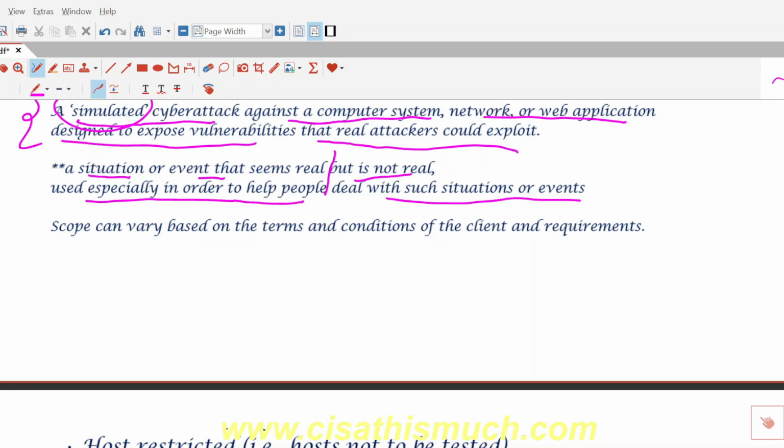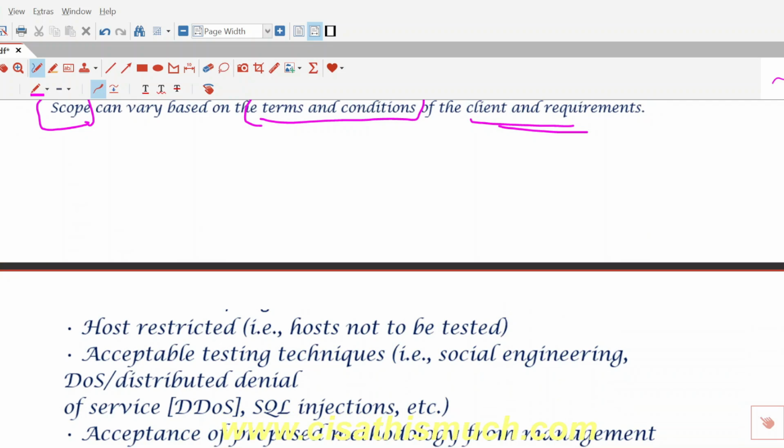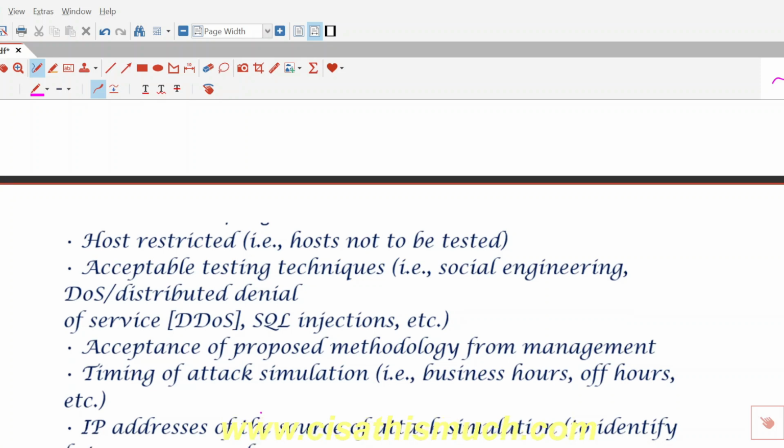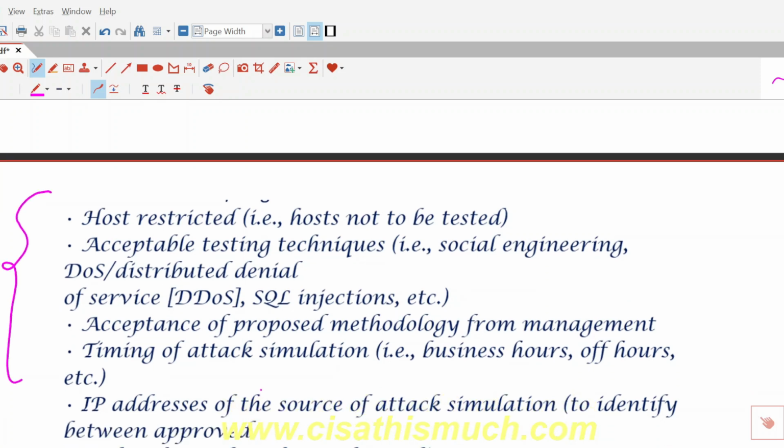So we need to take proper measures before this kind of activity occurs. We need to have a proper scope and proper terms and conditions, depending upon the clients and the requirements. Now there are a few terms and conditions discussed in the review manual, and I am taking these straight from the review manual. I will be discussing each one by one.